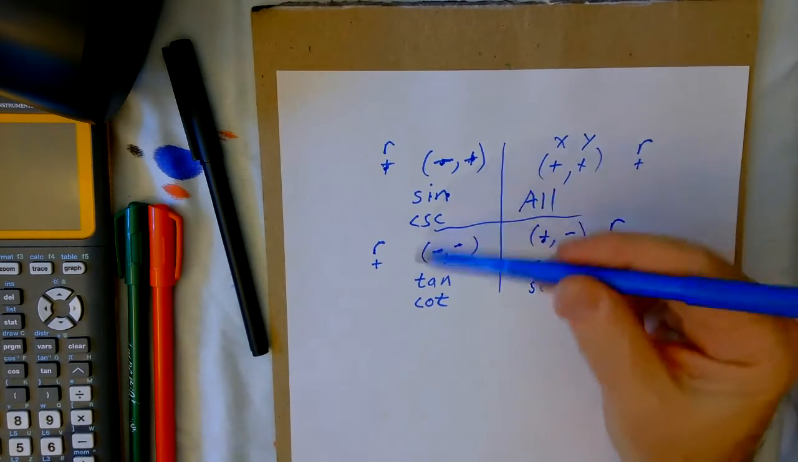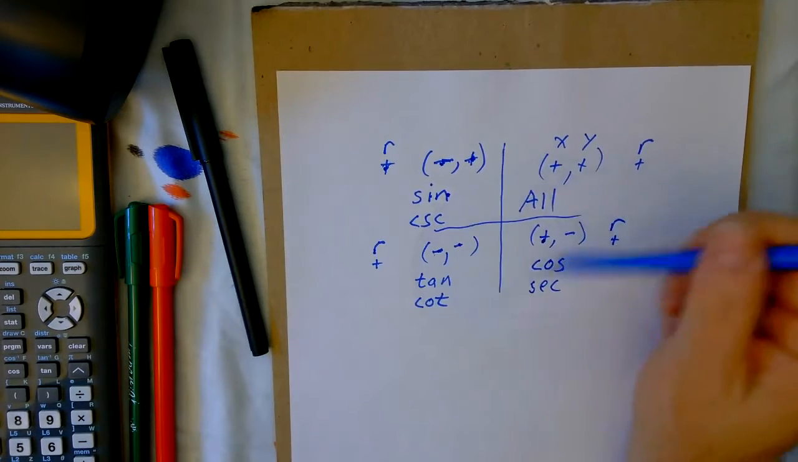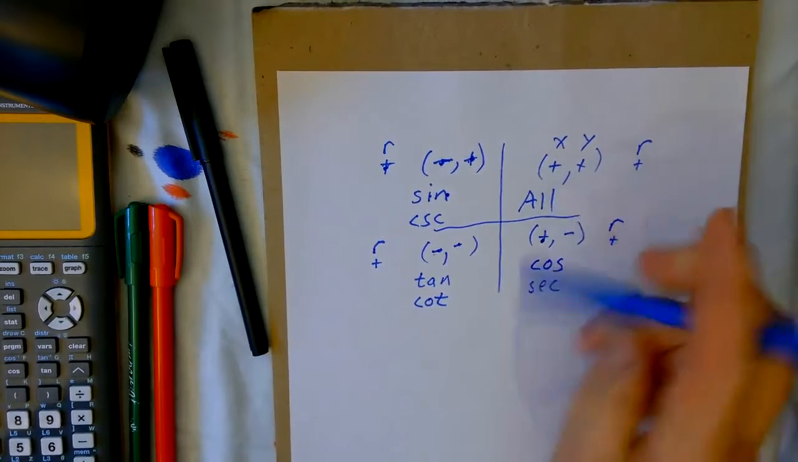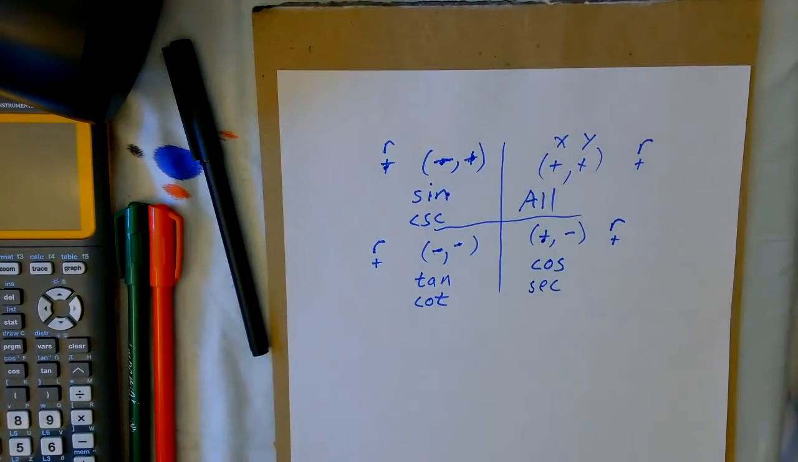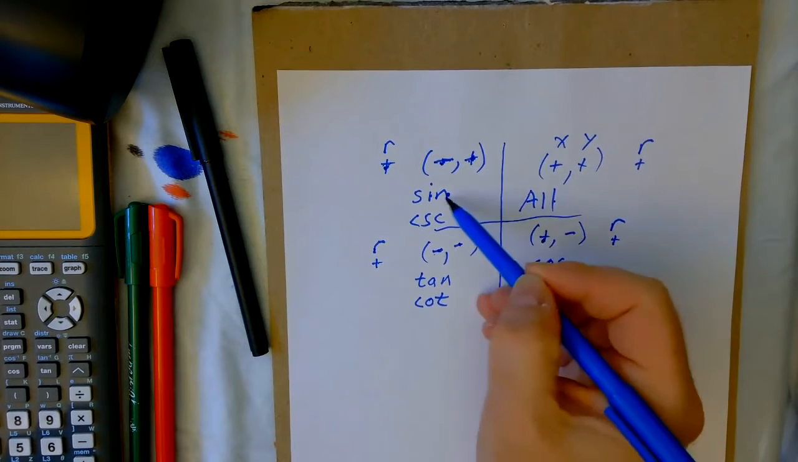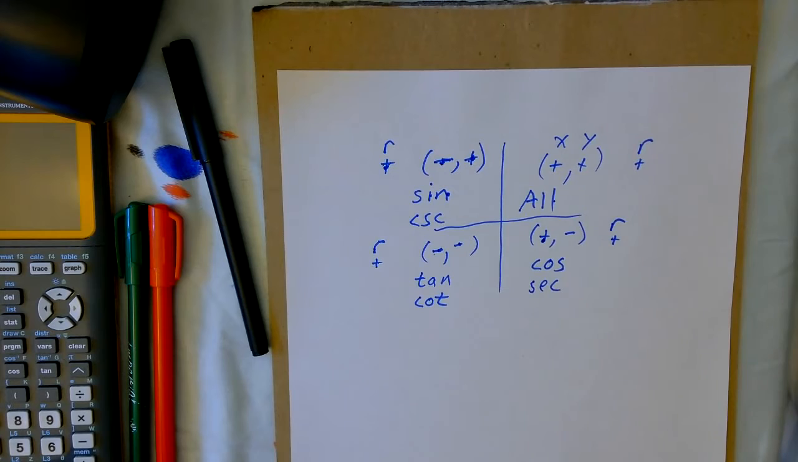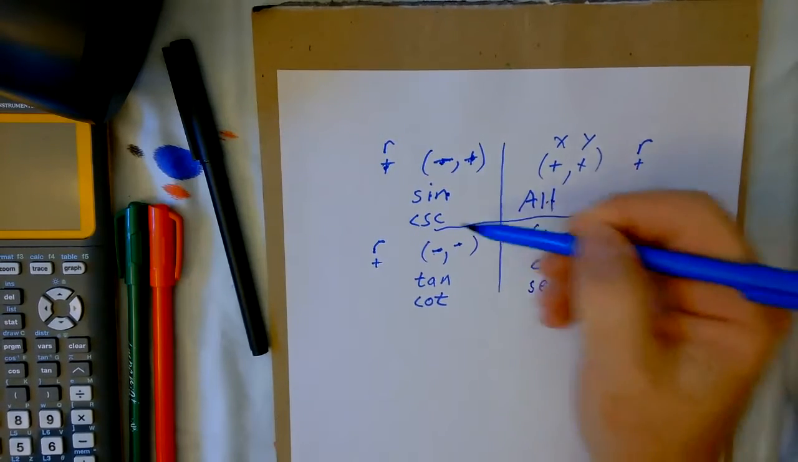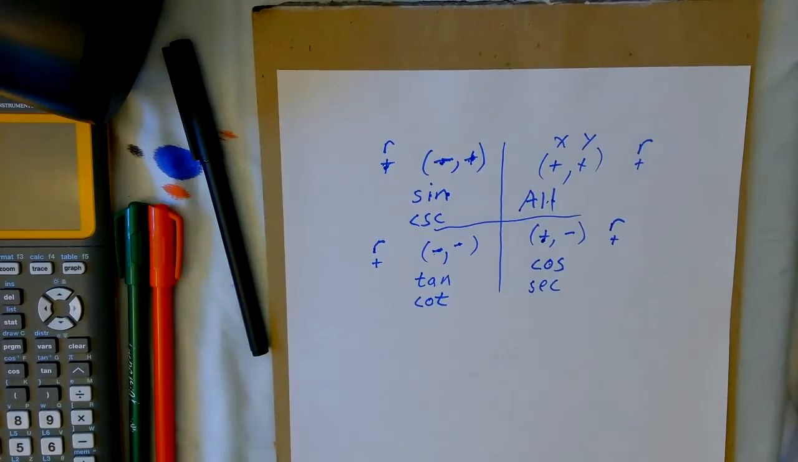So what happens is in all the quadrants, everybody's positive twice. They're always positive in the first, and then everybody gets one more turn to be positive. And so everybody's going to be negative twice. So sine, for instance, is positive in the first and second. It's negative in the third and fourth. Cosine's positive in the first and the fourth. It's negative in the second and the third.